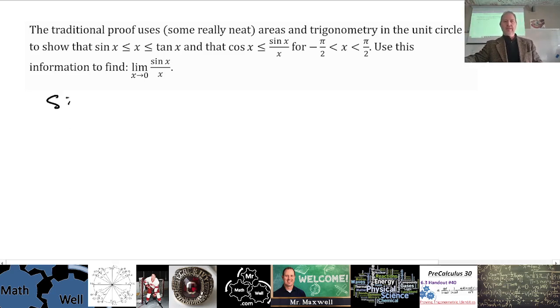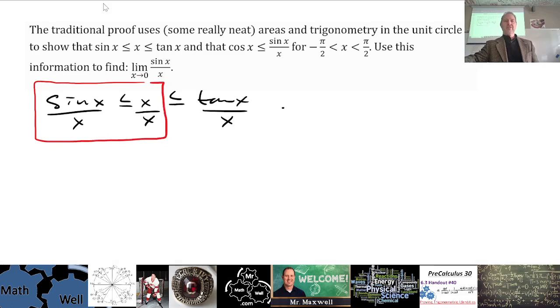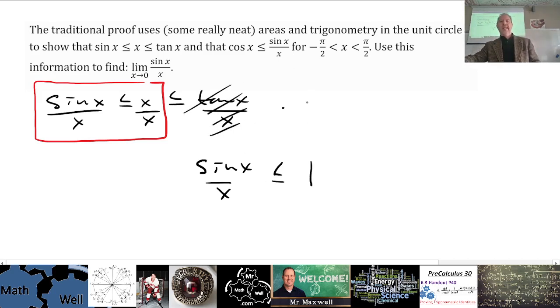So the first one: sine of x is less than x, less than tan x. If we divide everything by x here, what I can see is that at least part of this double inequality is that sine of x over x is less than or equal to 1. Yeah. So I know that in part. I'm not really too concerned about the tan x part, to be honest.